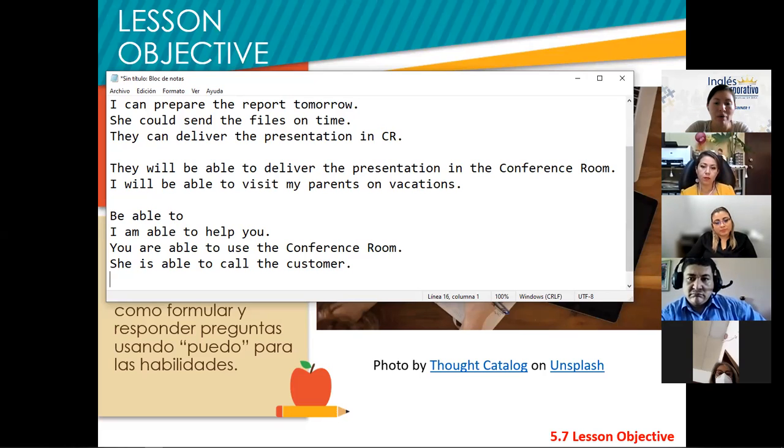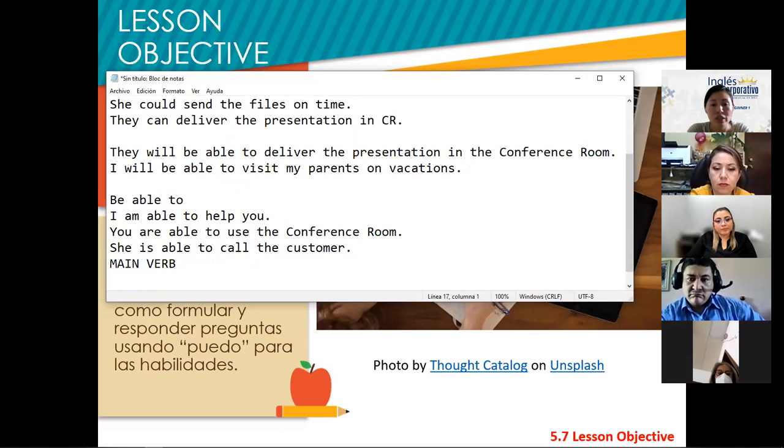A eso es a lo que le llamamos main verb. El main verb es él, ¿verdad? Y están los otros que son los auxiliary verbs, ¿no? Entonces, en este caso, cuando yo uso be able to, ahí sí, él es un main verb. Porque es quien lleva el mensaje.